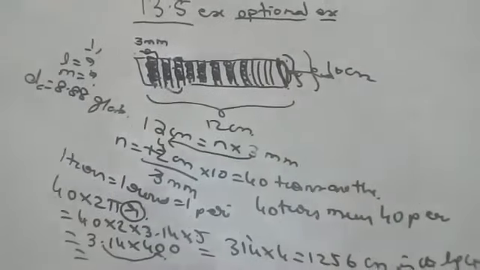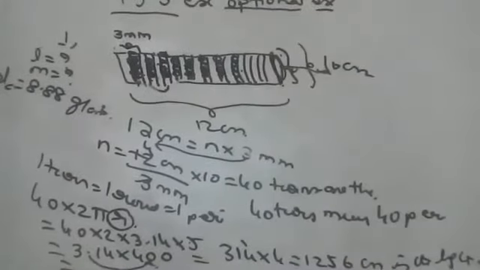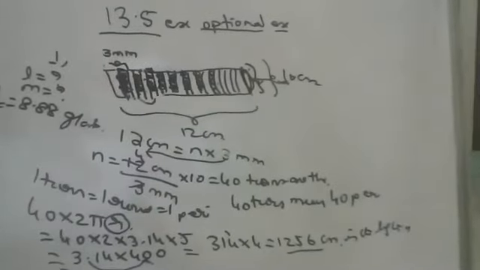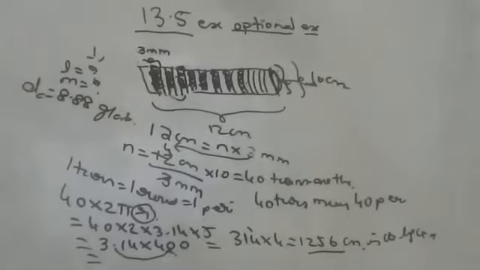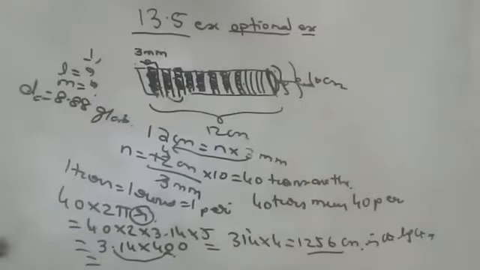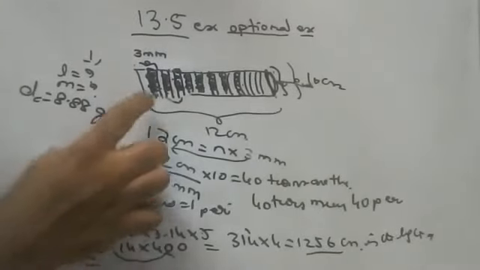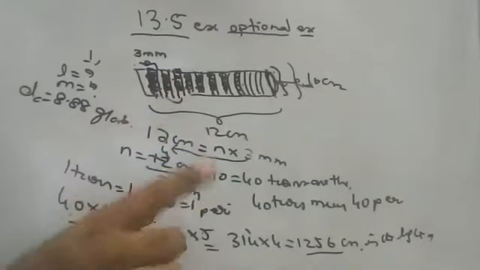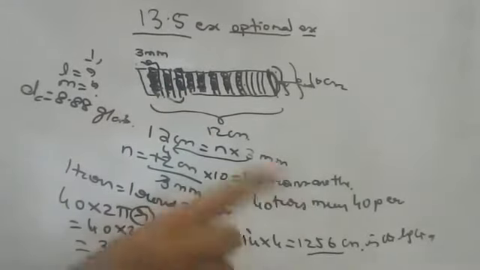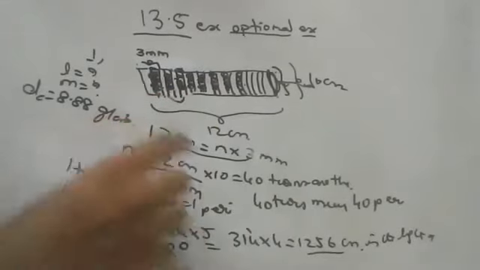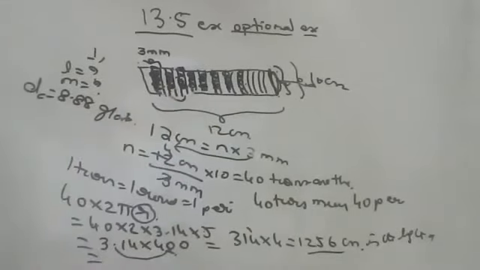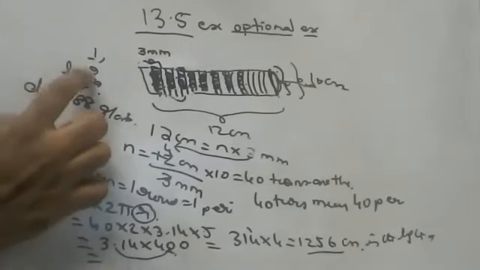This is only the length of the wire. Till now what we did is find the length of the wire. Please try to understand. 40 turns are there, 40 into 2 pi r I did. I got 1256 centimeters as the length of the wire which is wound. This wire length is 1256. Now he's asking, first question is over.